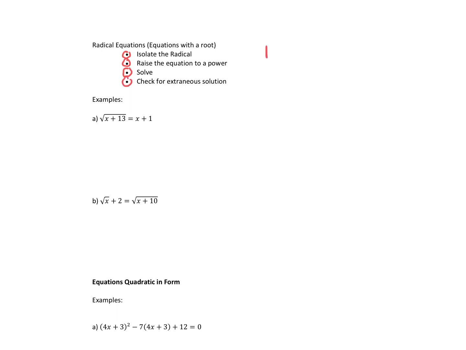So I like to use the mnemonic IRS, check. Isolate, raise, solve, and check your solutions. And then if, which will happen in the second example here, when you square both sides, you still have a radical, you just have to go through the process again. So let's start with this first example.